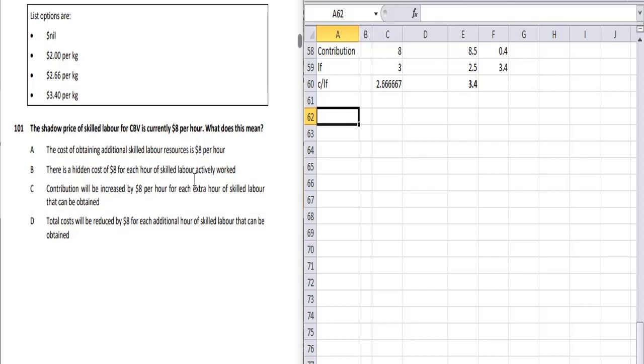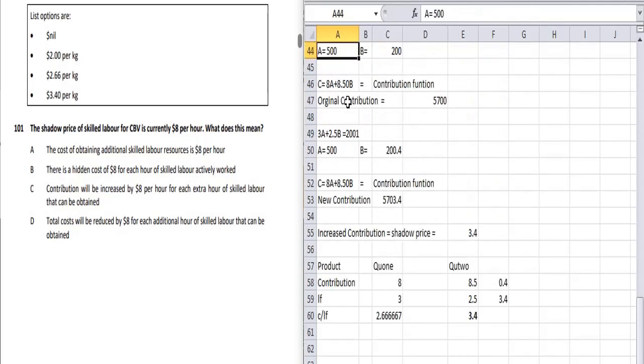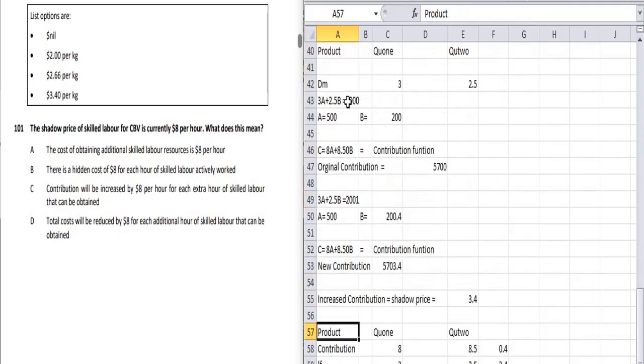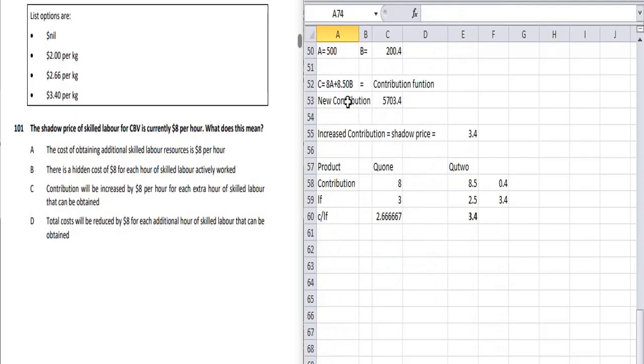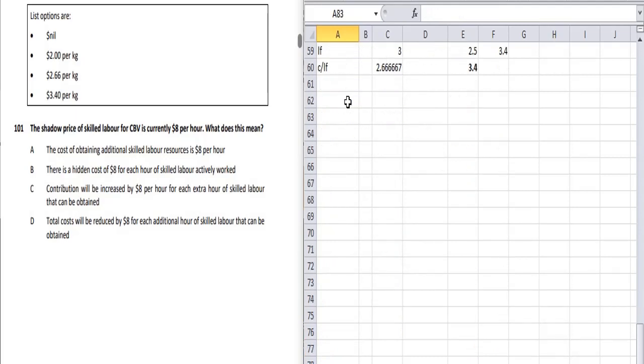It's not a hidden cost. Contribution will be increased by 8 per hour for each extra hour of skilled labor that can be obtained. Obviously, as calculated above, the shadow price is the increase in the contribution for the extra hour of skilled labor that can be obtained.